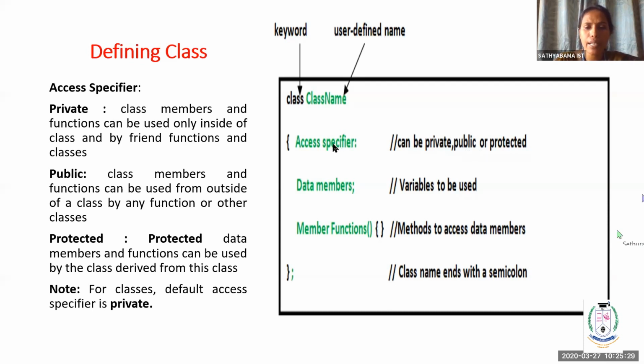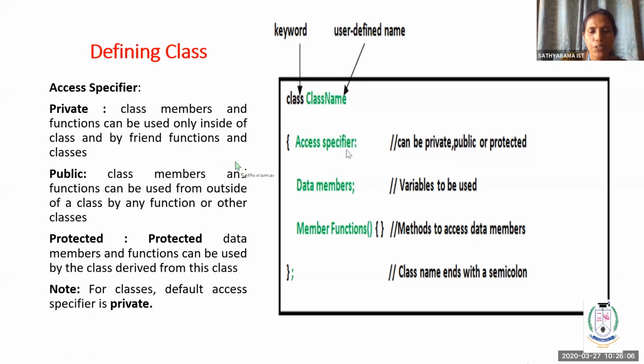What is the need of this access specifier? This is a major challenge we face moving from procedure-oriented programming to object-oriented programming, because there is no data security in procedure-oriented programming. That is why we go into the object-oriented programming language, where we have a proper data hiding mechanism. For implementing this data hiding mechanism we use access specifiers. We have three different access specifiers: private, public, and protected.